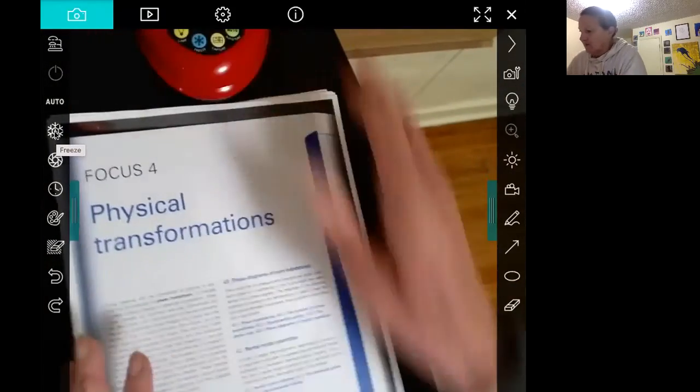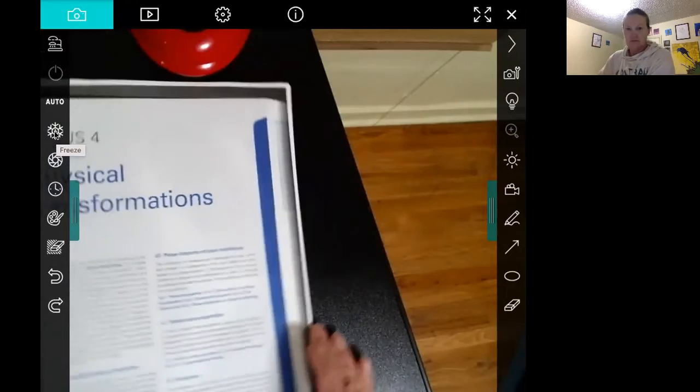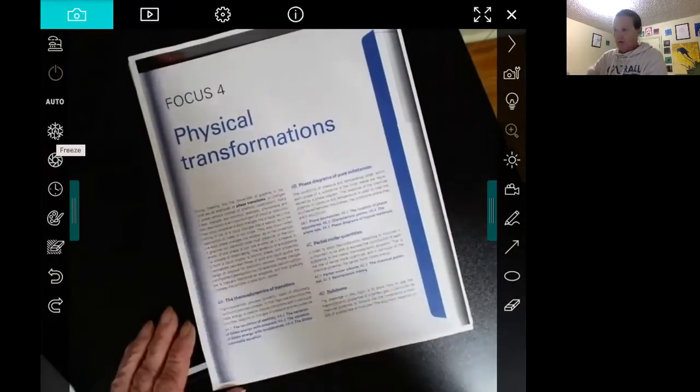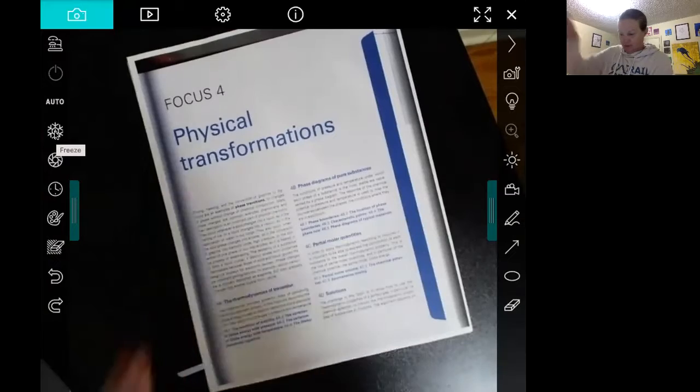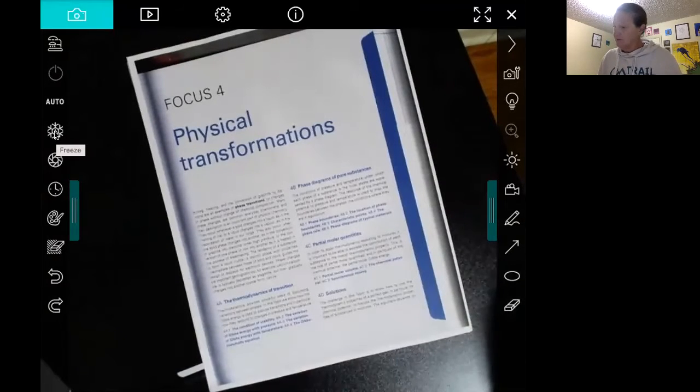Okay, so this is Focus 4. Okay, I'll mostly work on paper this morning. So we're going to learn about the thermodynamics of transitions.